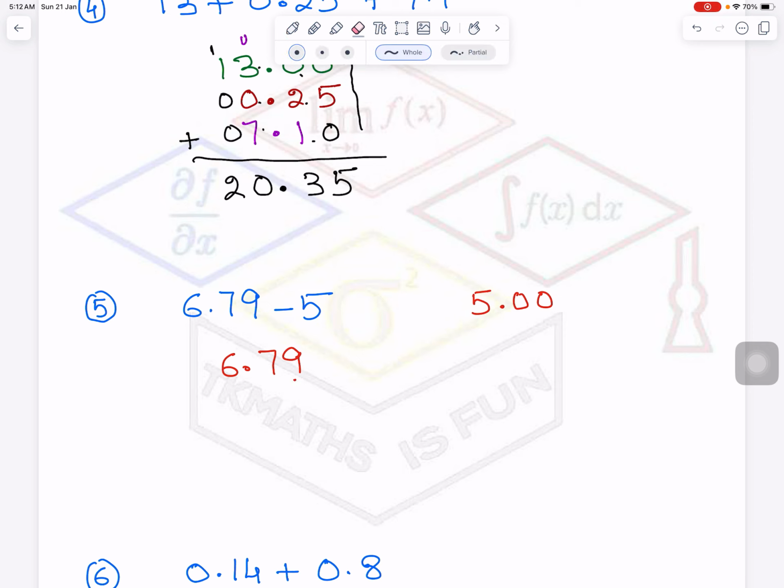Okay. So I will write here 5.00 and I will subtract. Now 9 minus 0 is 9. 7 minus 0 is 7. Just a minute. 7. And the decimal will come in the same place. And 6 minus 5 is 1.